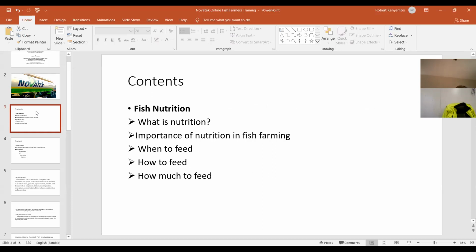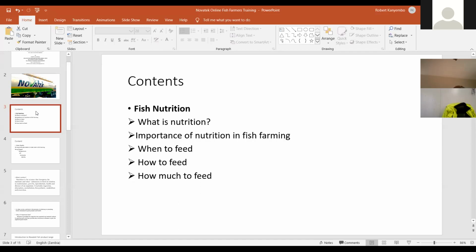Okay, so the contents will run as follows. Firstly, we're going to look at nutrition as the first part. So we'll look at what is nutrition, the importance of nutrition in fish farming, when to feed, how to feed, and how much to feed. These are very, very important key aspects for us to understand, so that we do not get into losses or deteriorate the water quality that we're going to look at later on.